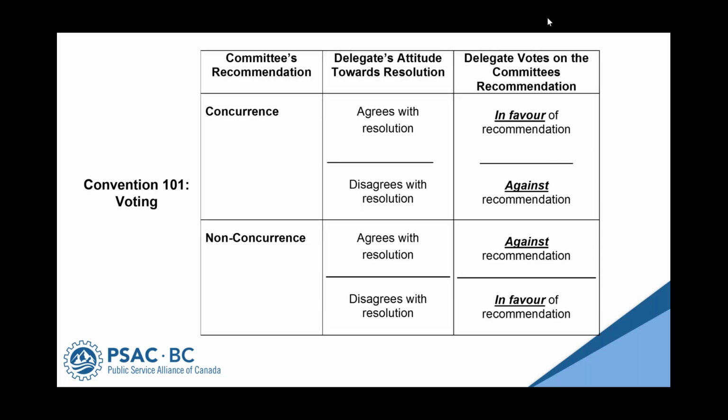So now I want to talk a little bit about the voting itself. So essentially what you vote is either one or the other. You vote in favor or you vote against. The alternate to voting in favor and against is to abstain, which means you're not voting at all. And that could happen for a number of reasons.